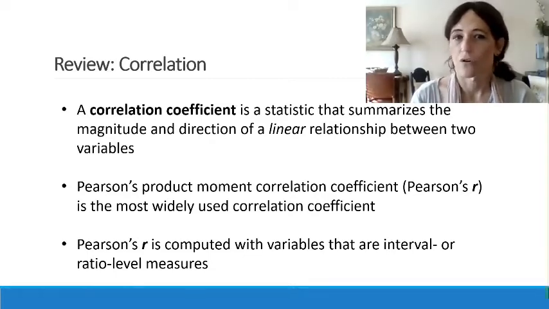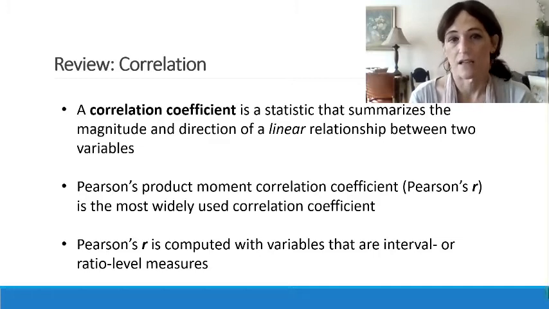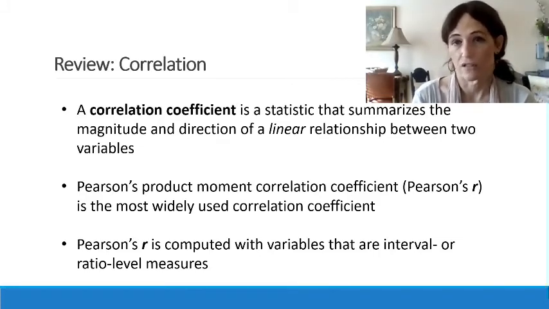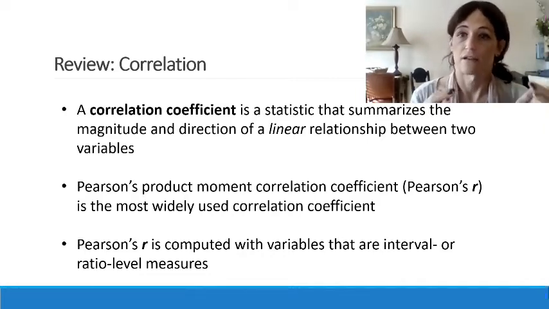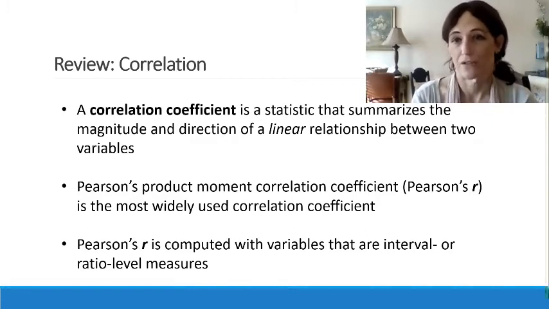So as a review, a correlation coefficient is a statistic that summarizes the magnitude and direction of a linear relationship between the two variables. I want to emphasize here that it's measuring the strength of a linear relationship between two variables, not just any relationship. So if you recall, the Pearson's R is computed with variables that are interval or ratio level. And that includes both the X variable and the Y variable, which are both on interval or ratio level scales. That allows us to look at how they are moving with respect to one another on their different scales.